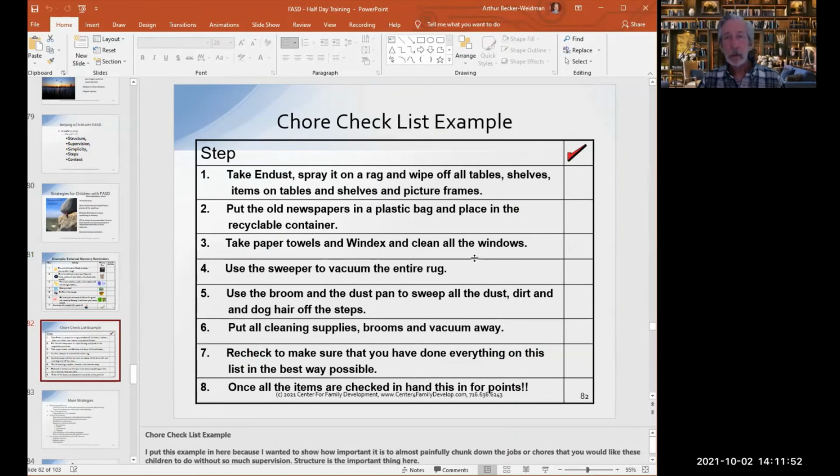Here's an example of a card for an older kid. Okay. Child's responsibility is to clean the living room. Instead of saying, clean up the living room, this kid needed a lot of detail, right? It's told, take the dusting spray, spray it on a rag, wipe off. Now, some kids may not need that. It may be as simple as, dust the table, shelves, and other items in the room. That may be sufficient. But this kid needed this kind of detail. Put the old newspapers in a plastic bag and put them in recycling. Take paper towel and Windex and clean all the windows. Use the sweeper to vacuum the entire rug. Okay, so this is everything he's supposed to do.